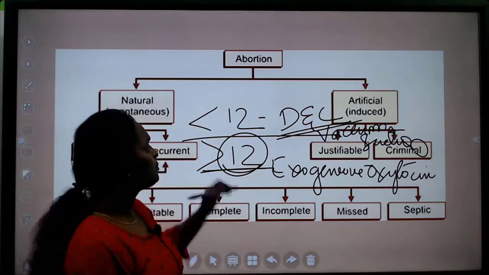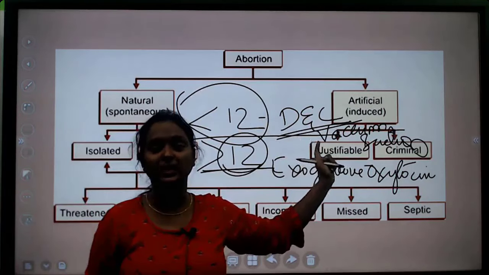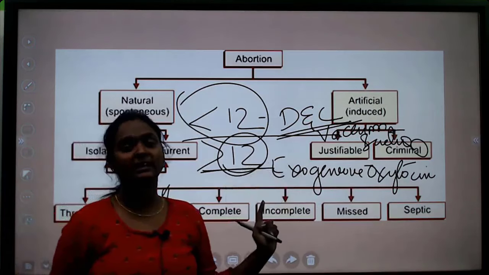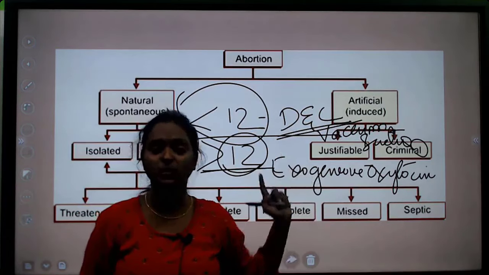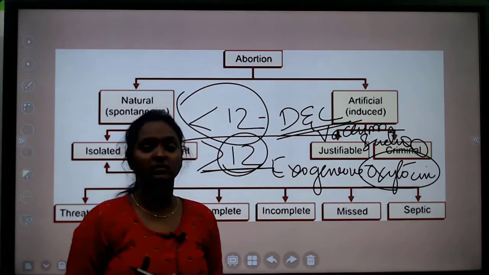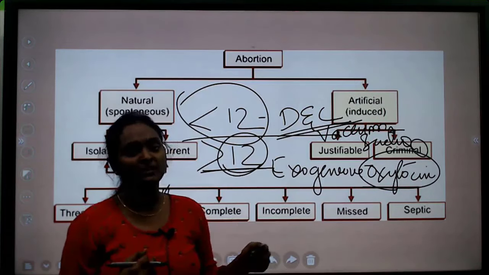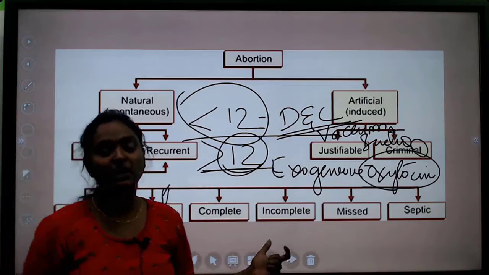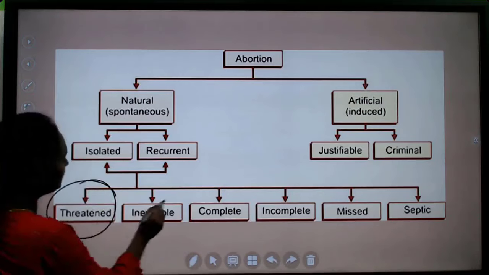So before 12 weeks of pregnancy we go with the DNC procedure, dilation and curettage, and the next one is vacuum suction. And if it is more than 12 weeks of pregnancy, we give an injection of oxytocin. The oxytocin will initiate uterine contractions, leading to the drying out of the retained bits with the help of this exogenous oxytocin. Clear? So that is about inevitable abortion. Clear? These two, threatened and inevitable, are very important from an exam point of view.